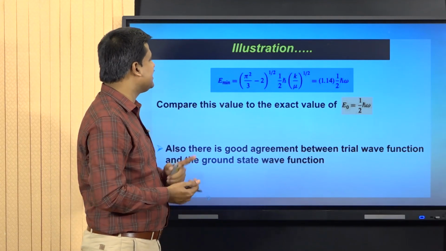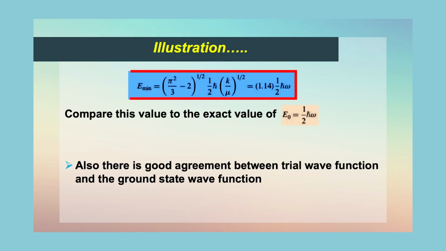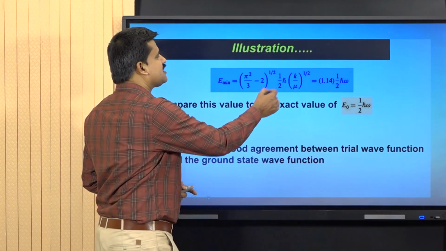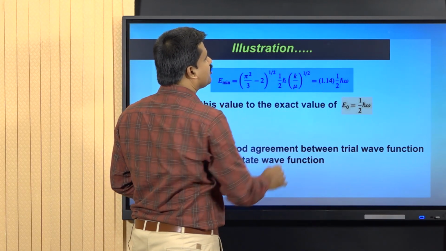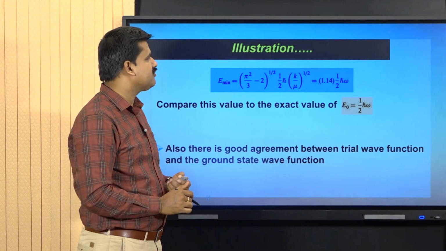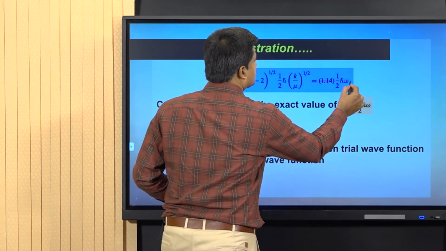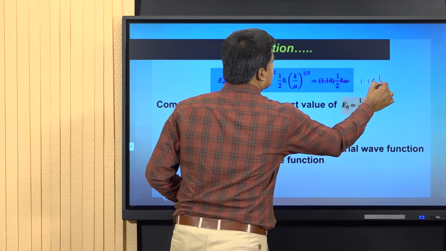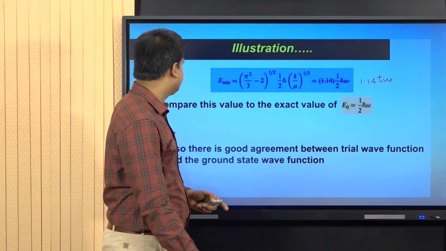The minimized energy, E minimum, will be equal to (pi square by 3 minus 2) the whole raised to 1 by 2 into (half ħ square k by mu) the whole raised to 1 by 2. After putting the constant values, we got the result as 1.14 ħ omega. No half is there, 1.14 ħ omega.